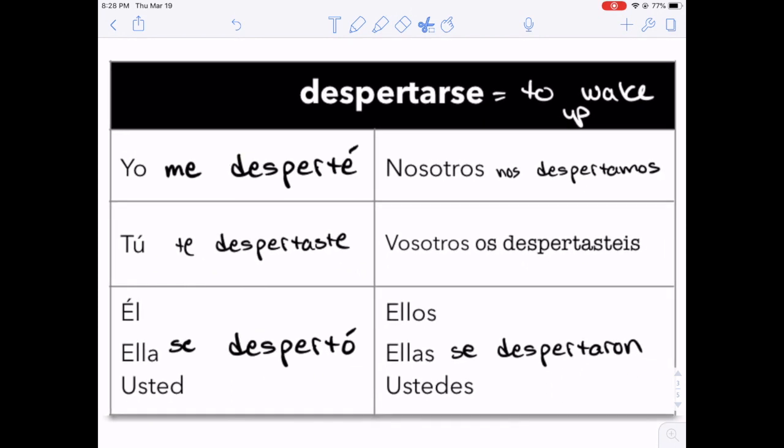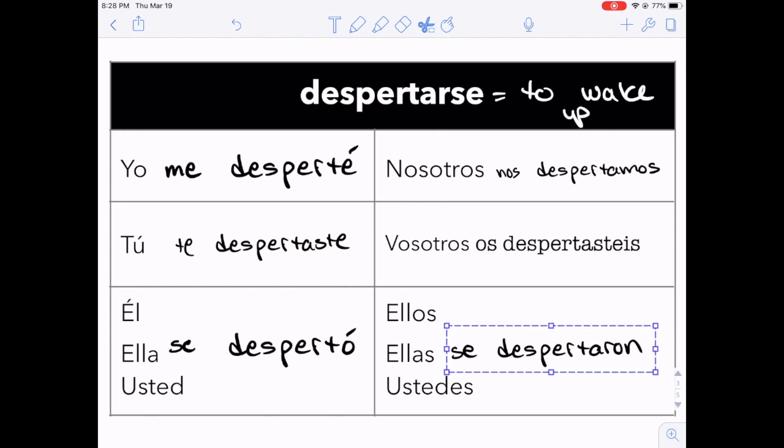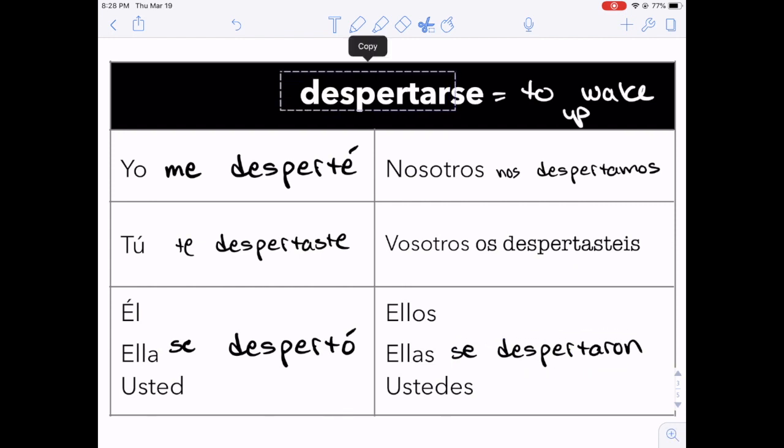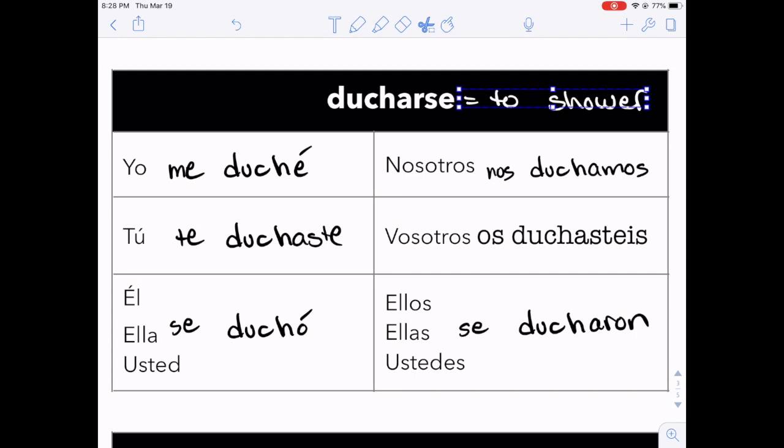After that, we have despertarse, which is to wake up. Me desperté, te despertaste, se despertó, nos despertamos, os despertasteis, y se despertaron. Despertar is a stem changer, but because it's an AR verb, it does not change in the preterite tense. In the present tense, it does change, giving us, for example, me despierto. Ducharse is a regular AR verb meaning to shower. And that will give us me duché, te duchaste, se duchó, nos duchamos, os duchasteis, se ducharon.